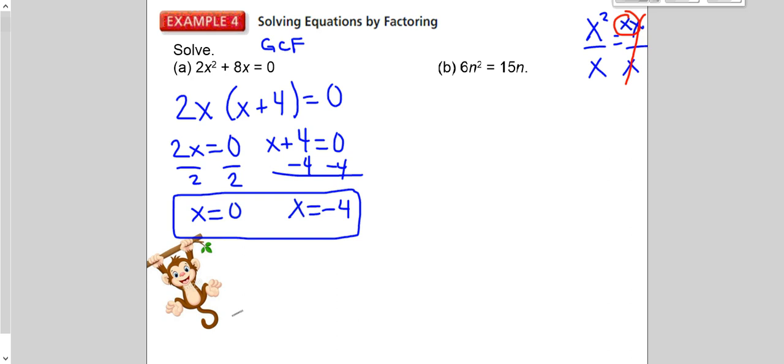Okay, 4b. This one even has one more step than the last one. Not everything's on one side. We need everything on one side, 0 on the other, before we can factor it. So to create a 0 on this side, I'm going to subtract 15n. Whatever I do on the right side of the equation, I also must do on the left side of the equation.